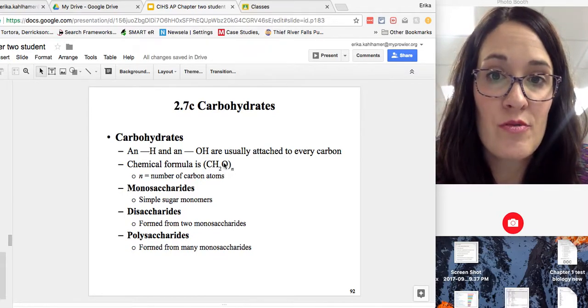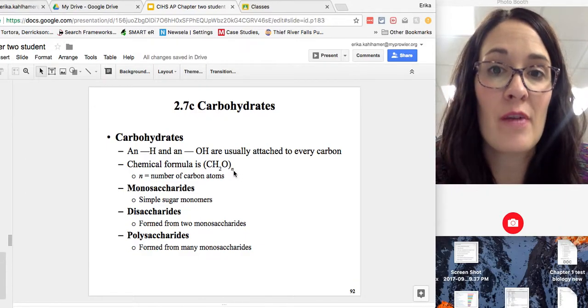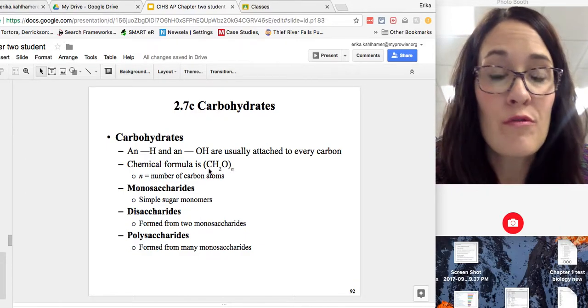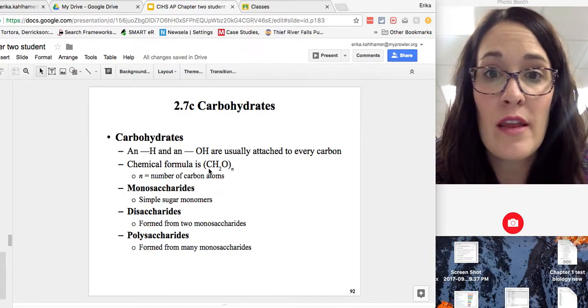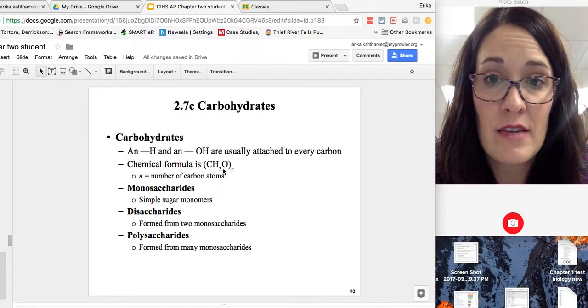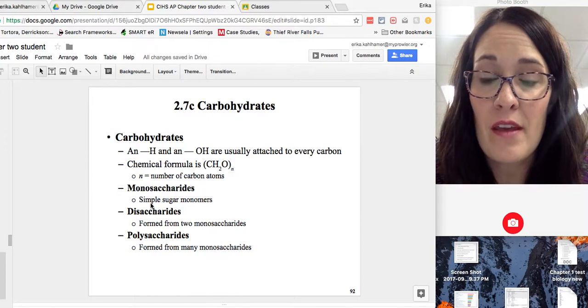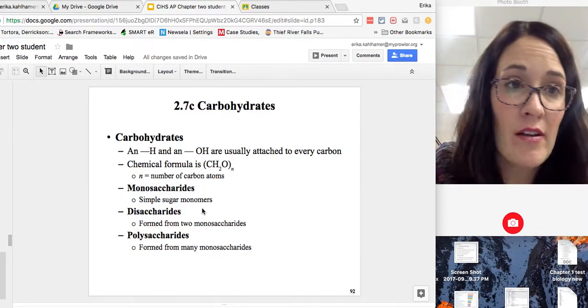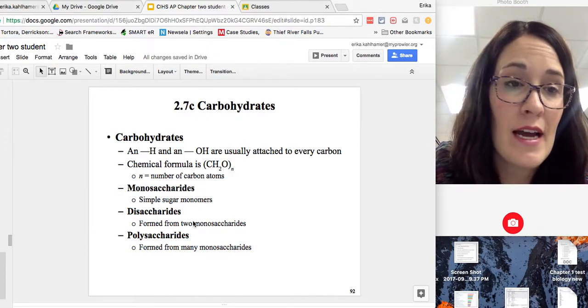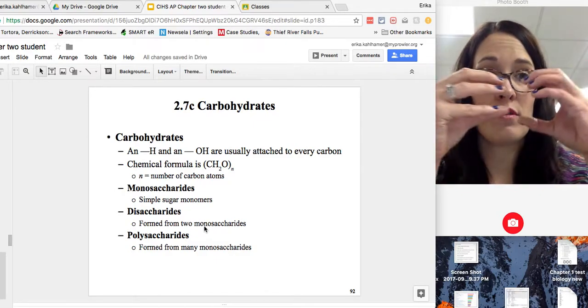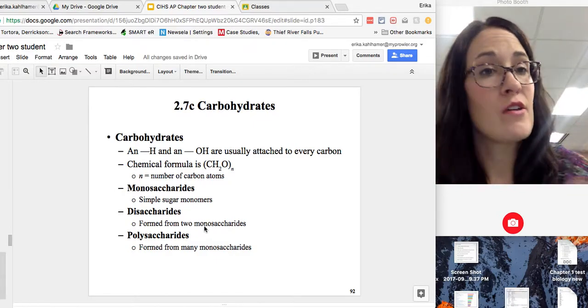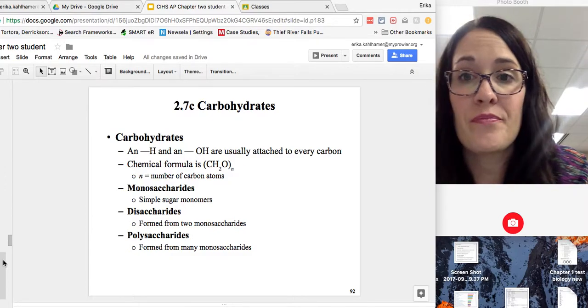So CH2O. N just means the number of carbon atoms. So if there are 4 carbon atoms, there would be double the hydrogen, so 8, and the same amount of oxygen, so 4. Carbohydrates can be monosaccharides, those are simple sugars. Disaccharides are 2 monosaccharides together, and poly would be many of those together.